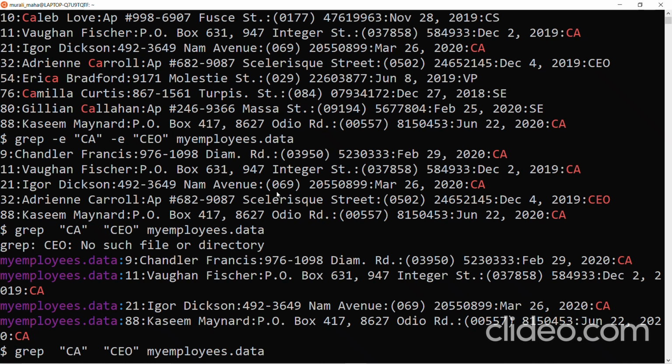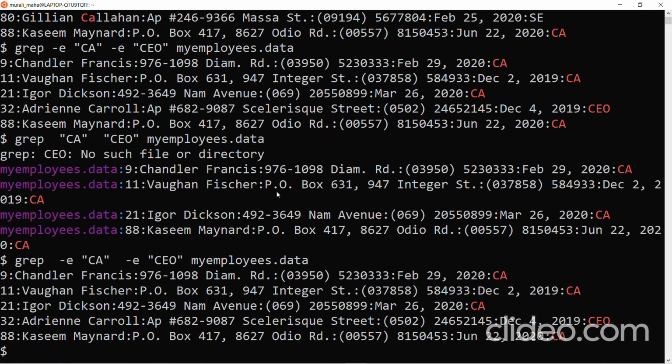So how do we make grep understand that whatever I want to be understood as a pattern, please understand that as a pattern? We tell that to grep by prefixing all those things with -e. Whatever arguments I prefix with -e, grep understands those arguments as patterns. So this is how grep supports multiple patterns. Now it has understood them as multiple patterns. It has looked for the pattern CA in the input file as well as the pattern CEO, and it has displayed all those matching records.